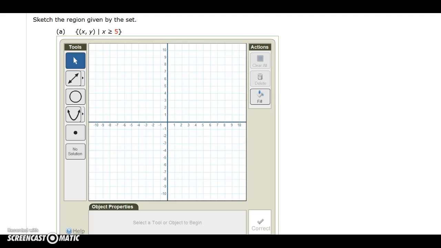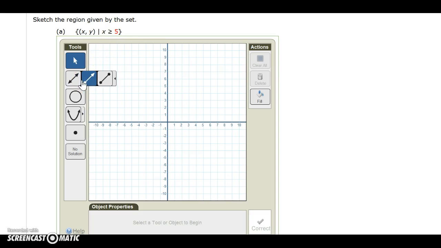Okay, let's look at how WebAssign requires us to graph this. We know this is x greater than or equal to 5, so we know that if we were to look at x equals 5, it would just be a vertical line through 5, but x is greater than or equal to it, so there's going to be some shading involved to the right. So this is going to be a vertical line.